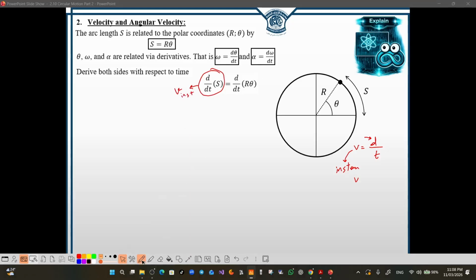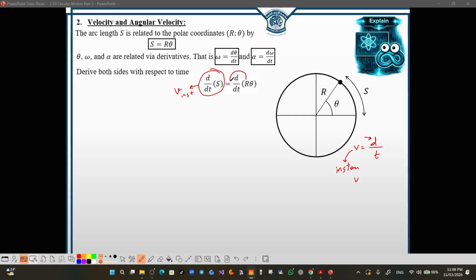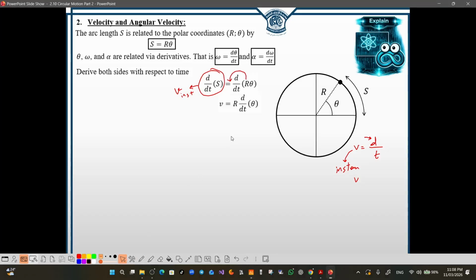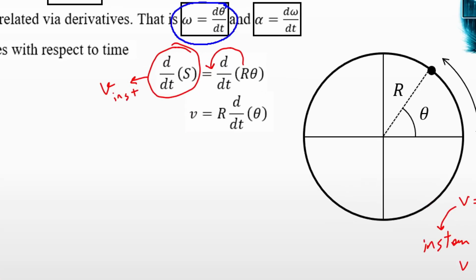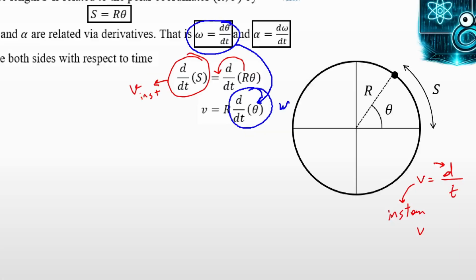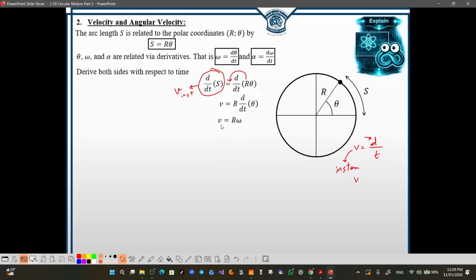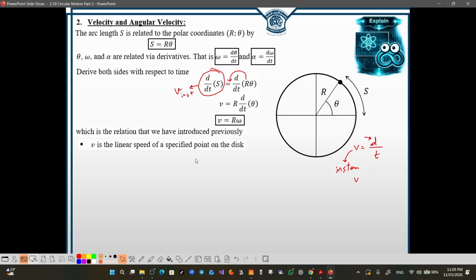What about this side? r is just a constant, so we can move it outside the derivative. And the equation becomes the speed equals r times d over dt of theta, or in other words, the derivative of theta with respect to time. And the derivative of theta with respect to time is omega. So we can replace this with omega. And we get this equation, the speed is equal to r omega. Which is the relation that we have introduced previously? The speed is equal to r omega.